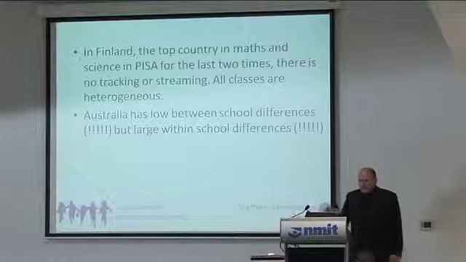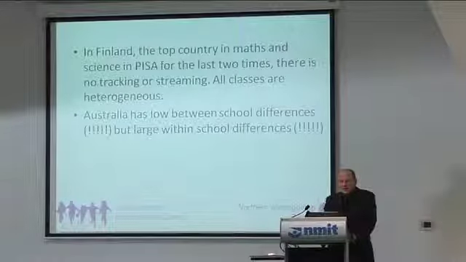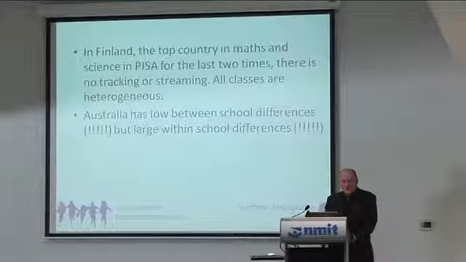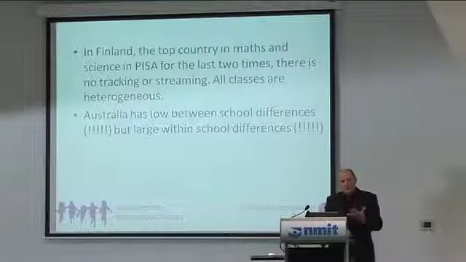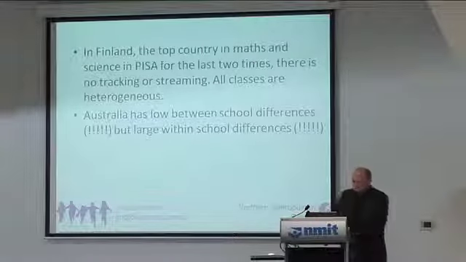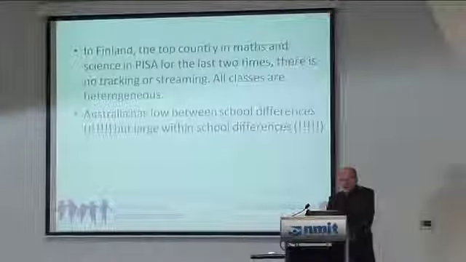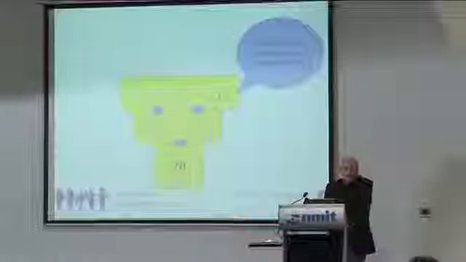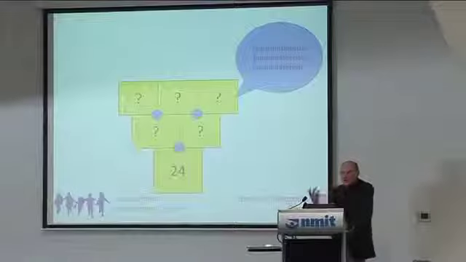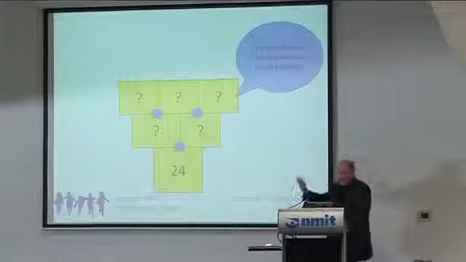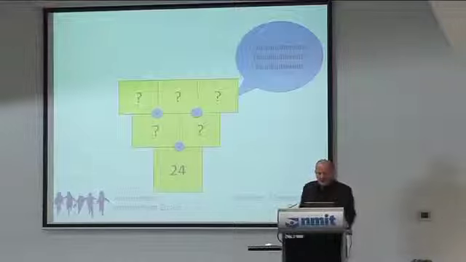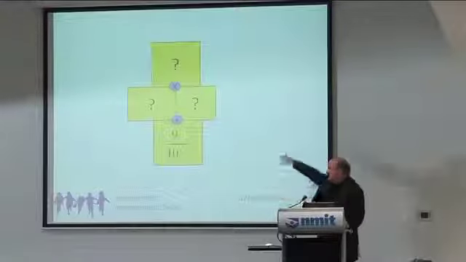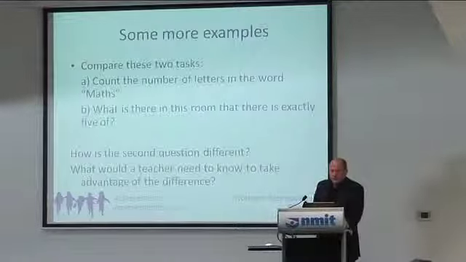In PISA, Finland has no tracking or streaming, and all classes are heterogeneous, and has low between-school differences, but large within-school differences. And I think we've got to say, well, okay, why should we be having large within-school differences? To some extent, it's because of the way we do that. Okay, last time we talked about that type of question. We used that as an open-ended type of thing, and how could you work out some possible answers to that? Open-ended questions like that.